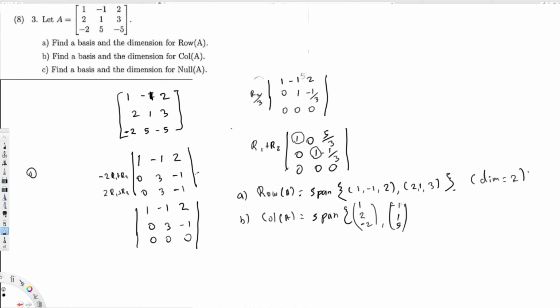So they are also asking to find the dimension. In this case, they are the same thing. This has two linearly independent vectors. Therefore, the dimension is going to be equal to 2.